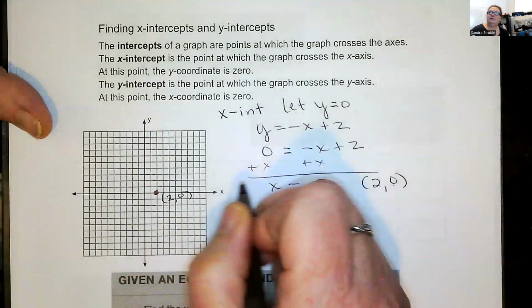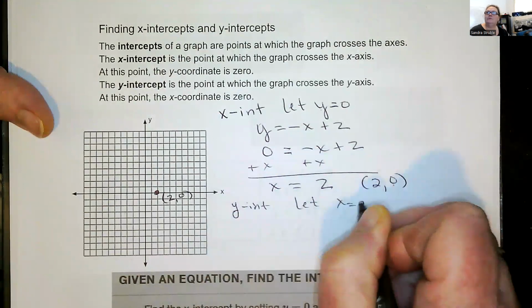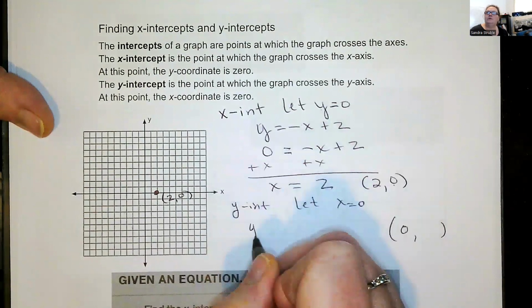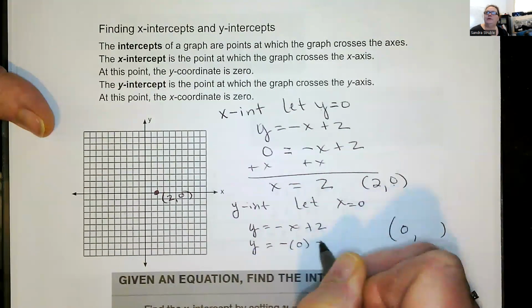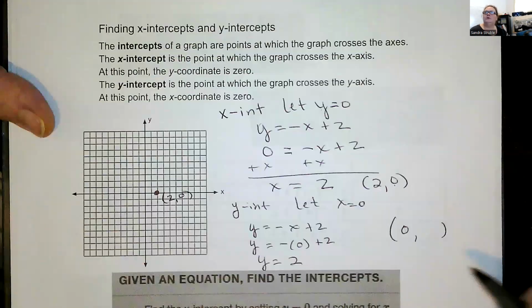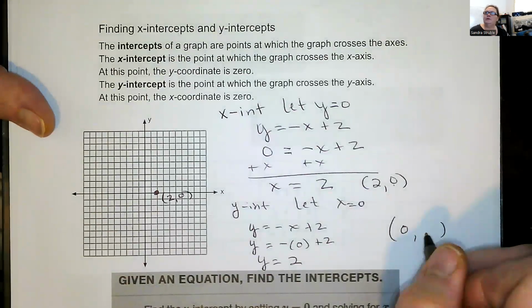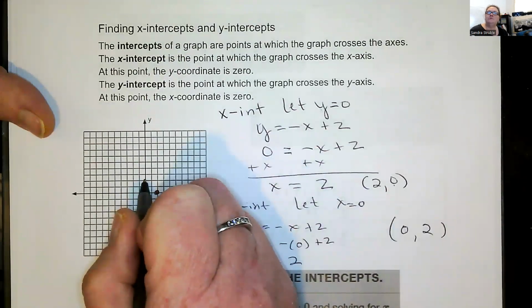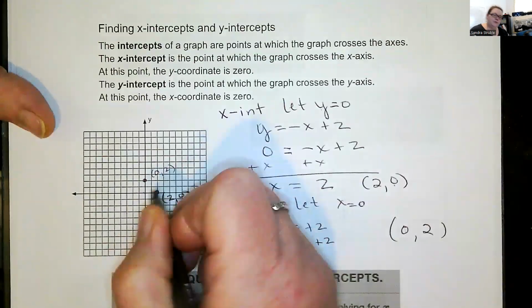Then the other one is my y-intercept. For the y-intercept, we let x equal 0. So our answer is going to be 0 something. And in this case, I'm just going to have y equals negative x plus 2. I'm going to let x equal 0. And I get y equals 2 as well. So this one is 0, 2. So from here, we go from the origin up 2, because 0 is the x and 2 is the y, and that is 0, 2. Draw our line.